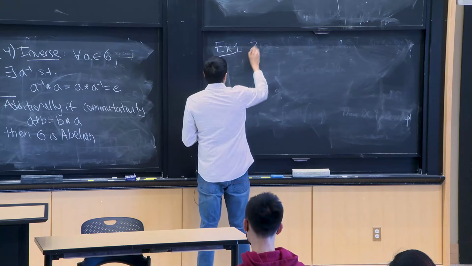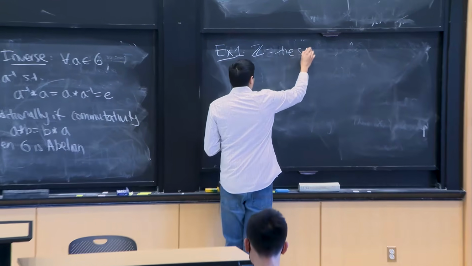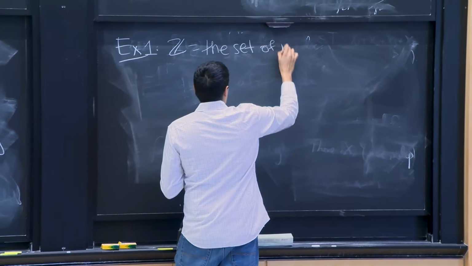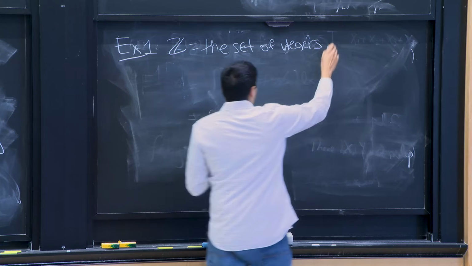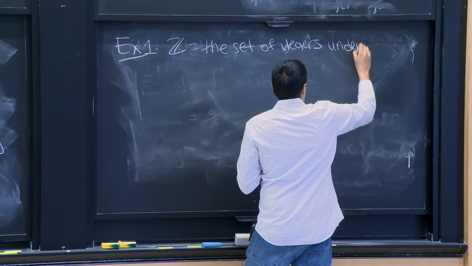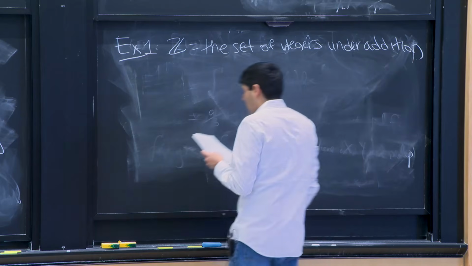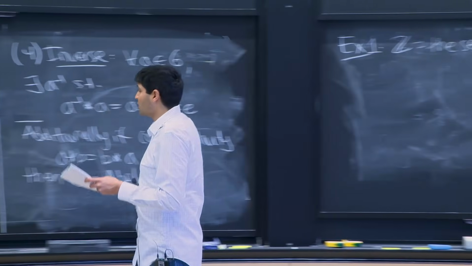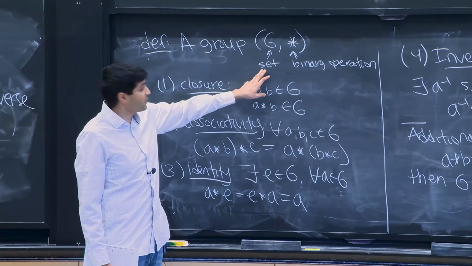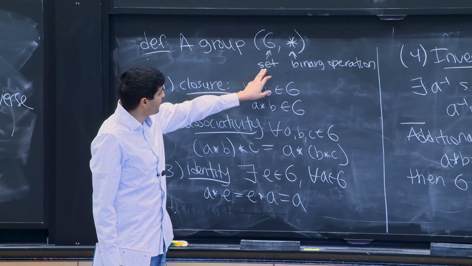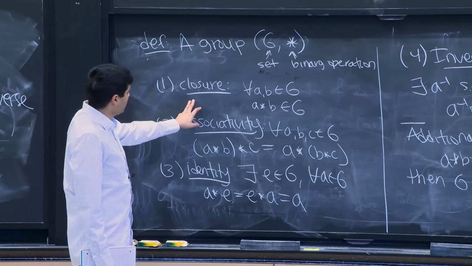So one simple example is an infinite group you've been working with all the time. You can look at the set of integers under addition. Right? So we can check, in that case, our set G is just an infinite set. It's the set of all integers, positive and negative. Our binary operation is addition. And you can check that all of these properties hold.